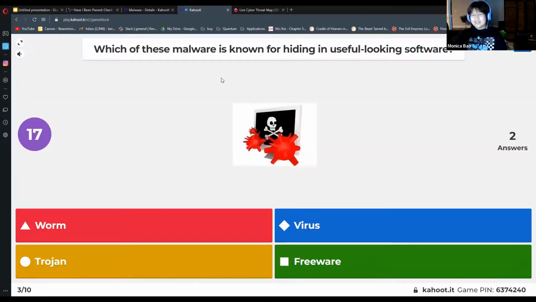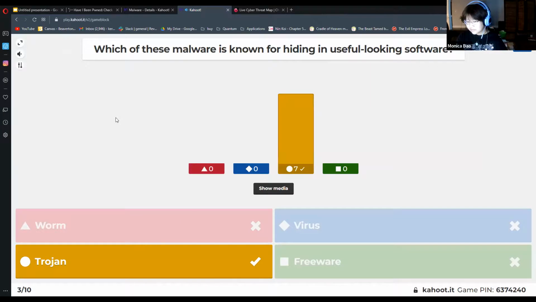Okay, this one is, okay, I'll explain after the answer. Yeah, so most people got that. I think during this presentation, the one big thing that I didn't really talk that much about was Trojan software, but this is a pretty good definition. It just hides in legitimate, useful looking software like the Trojan horse from Greece.